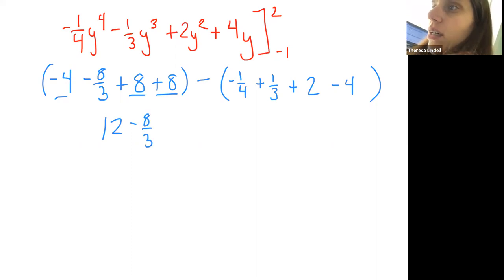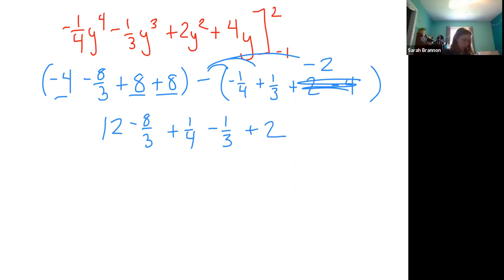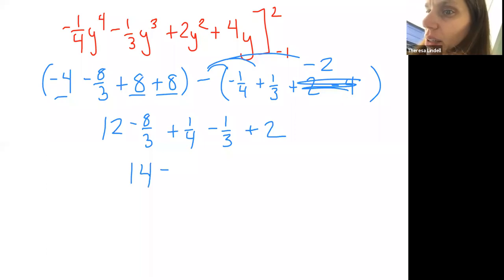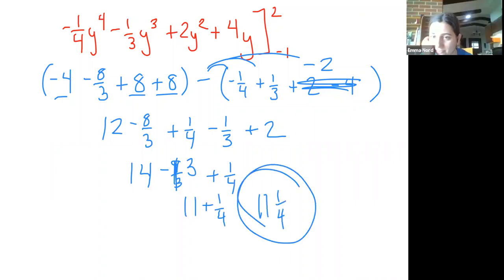And then I'll combine these and make that a -2, but then I'll distribute this to everything. So plus 1/4 minus 1/3 plus 2. So this is 14, but then this is minus 9/3, which is just 3, plus 1/4. So that's 11 plus 1/4, so 11 1/4. That's what I had. I marked it wrong?